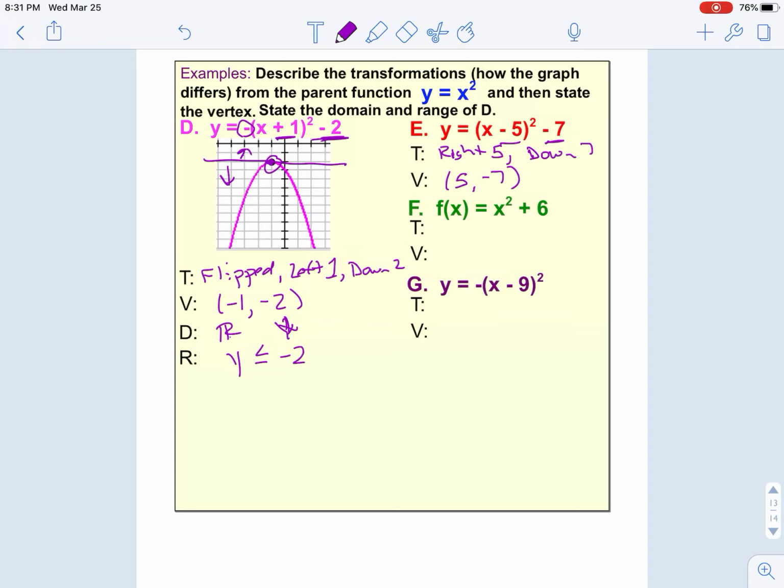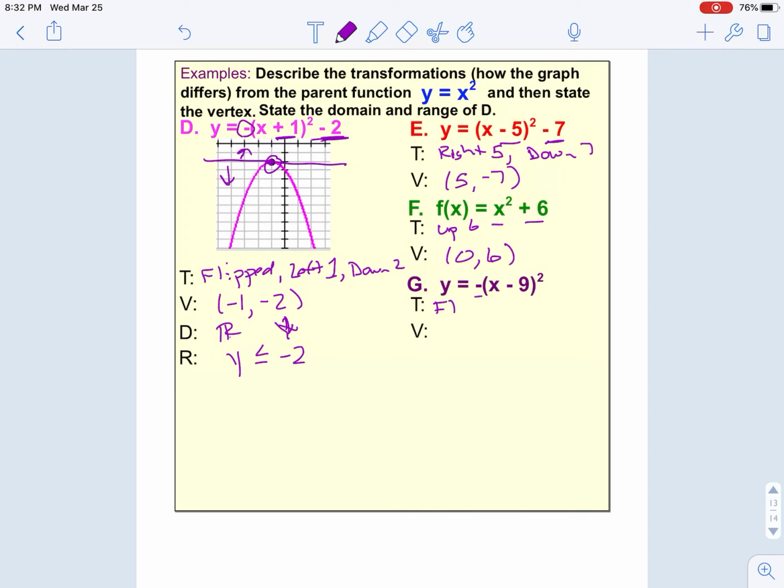All right, here I've got nothing inside the parentheses, but I do have a 6 outside. So this thing is going to move up 6. So my vertex, I didn't move left or right, so that's still going to be 0. But when I moved up 6, my Y turned into a 6.